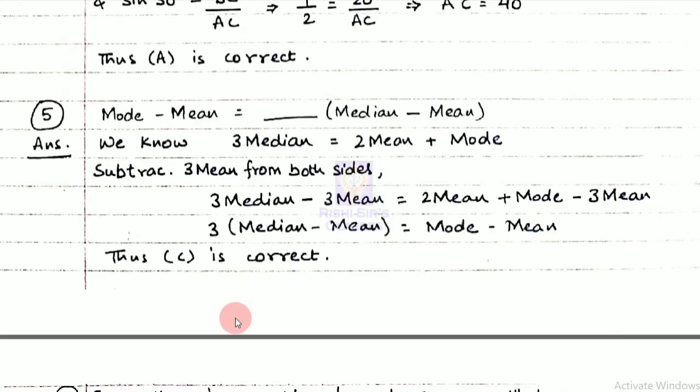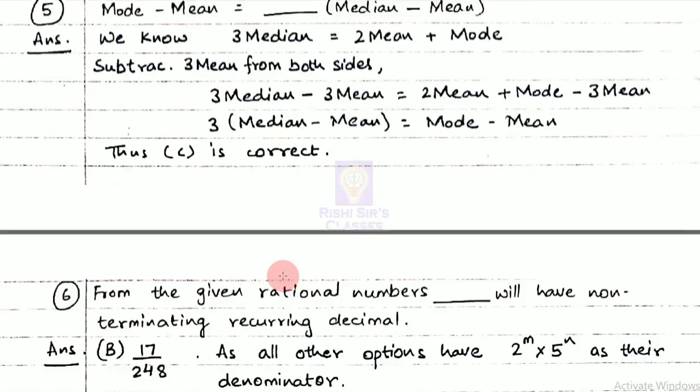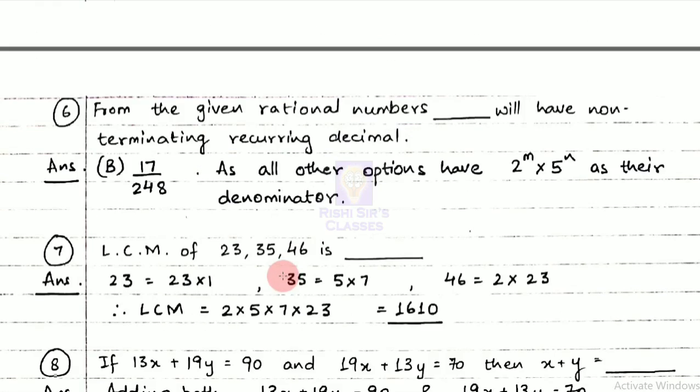Moving on to question number 5. Mode minus mean is equals to dash median minus mean. We know the relation between mean, median and mode, that is known as the empirical formula. So, just apply this empirical formula on any of the sides and you will get the relation. So, option number C is the correct one. Moving on to question number 6.